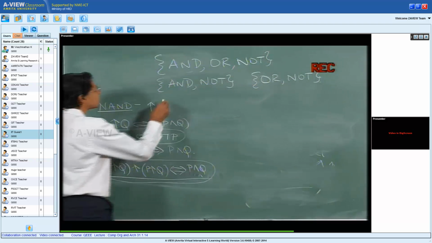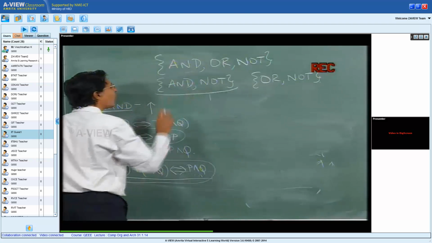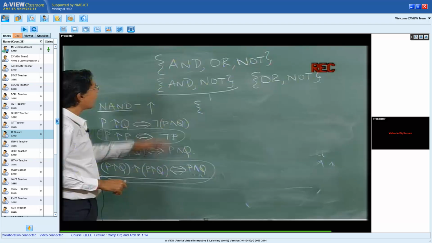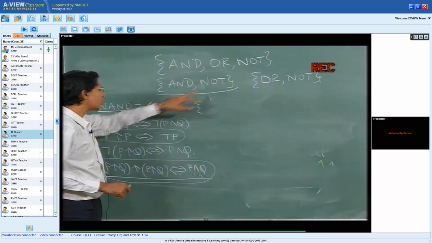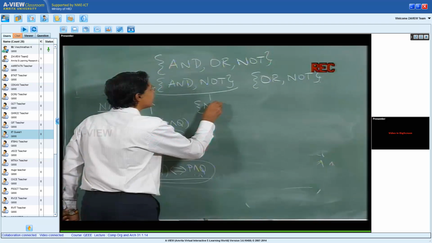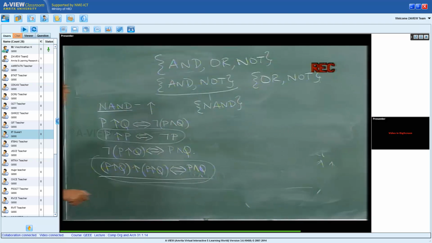From this, what we can say, since AND and NOT form a complete set, a functionally complete set, and the AND function could be realized in terms of NAND, NOT also could be realized in terms of NAND, we can go ahead and say that the NAND gate is also functionally complete.